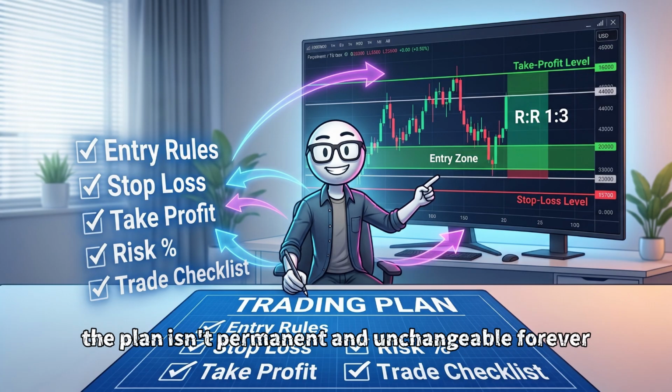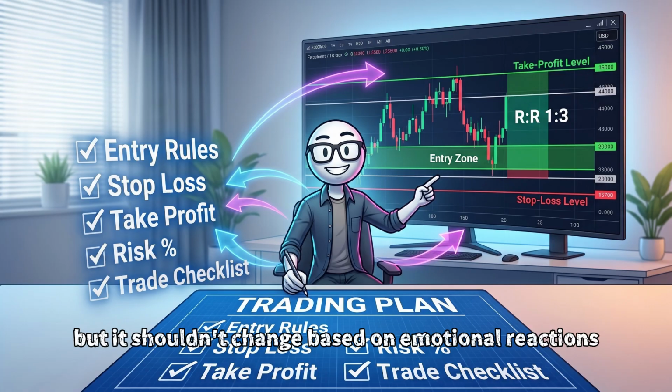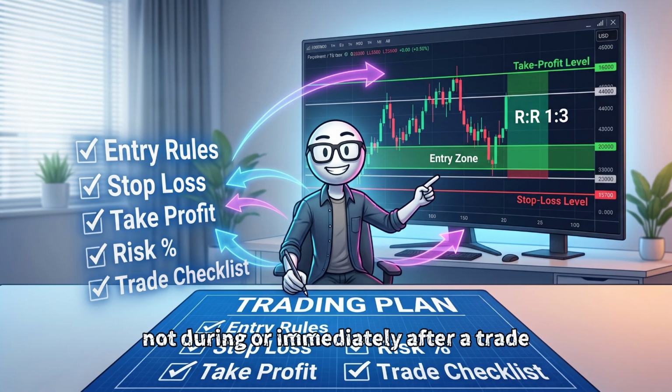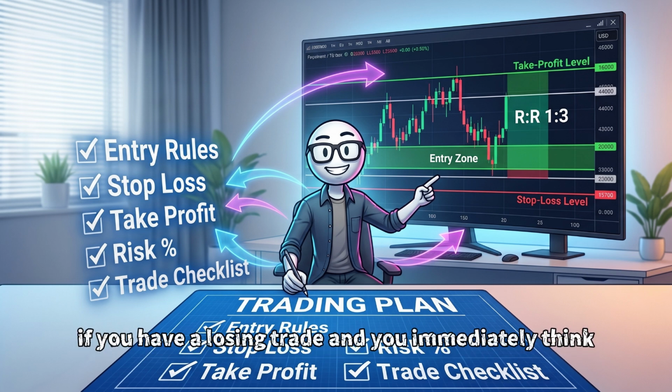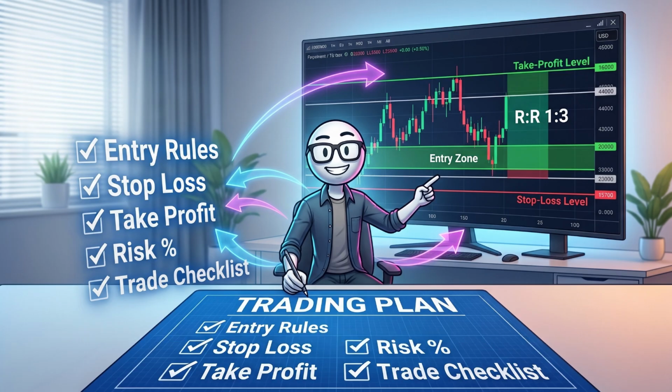Let me also address what to do once you have your trading plan written down. The plan isn't permanent and unchangeable forever, but it shouldn't change based on emotional reactions to individual trades. Here's the rule. You only modify your trading plan during scheduled review periods, not during or immediately after a trade. If you have a losing trade and you immediately think, maybe I should change my stop-loss method, that's an emotional reaction. Don't act on it.